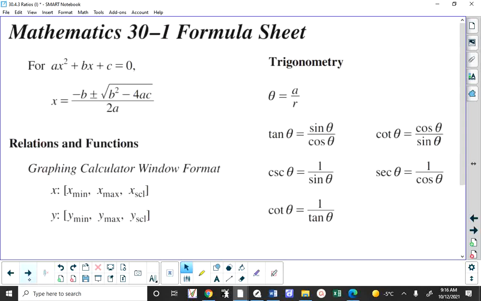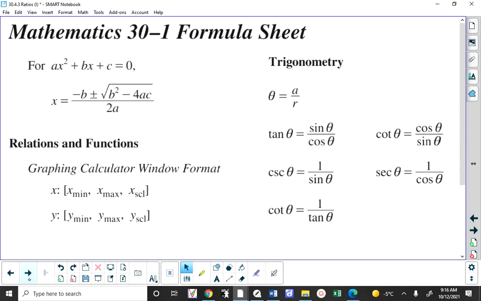You can just remember there's a co in each pair. If you're looking for where they are on your formula sheet, we've already covered the theta equals a over r. There's a couple of other formulas here that we'll talk about later this week, but your three reciprocal statements are there. You don't need to memorize these.